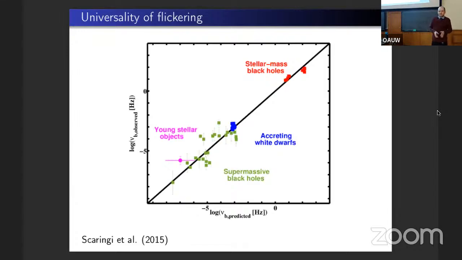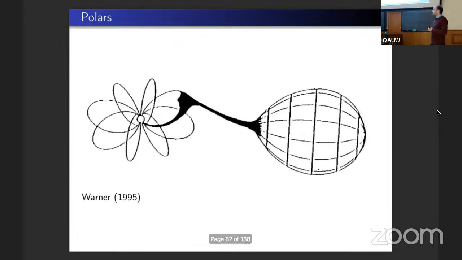And I really hated that statement in this paper. That's why I did my postdoc with Scaringi as my boss, and I tried to prove him wrong. So I studied flickering in polars. Polars are cataclysmic variables with strong magnetic fields. The magnetic field is so strong that it prevents the formation of accretion disks, so the accretion is through magnetic field lines.